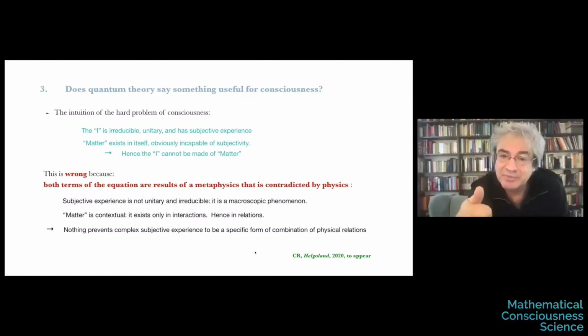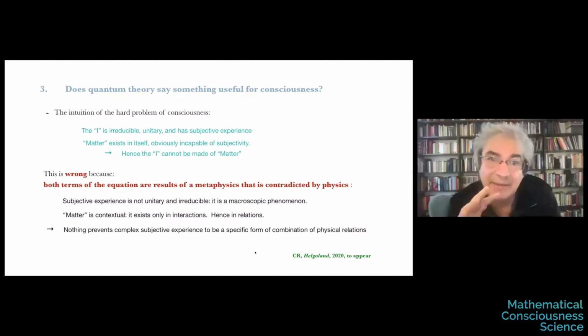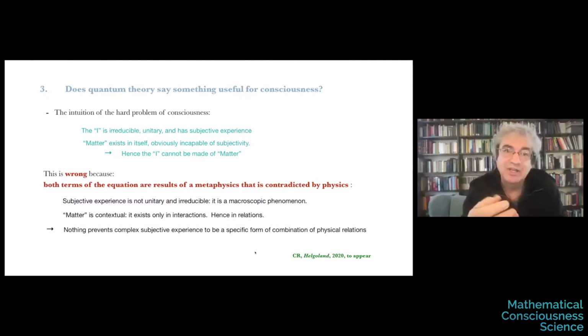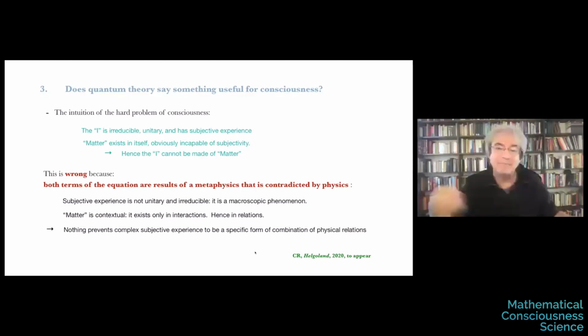They're a result of a wrong metaphysics, where the wrong metaphysics is wrong because it's contradicted by current physics. Why? Because the I, as I argued in the first part, is not an irreducible unitary thing. It's a macroscopic description of a complex set of phenomena. It's made by a lot of other stuff, so to say. There's nothing irreducible about it.